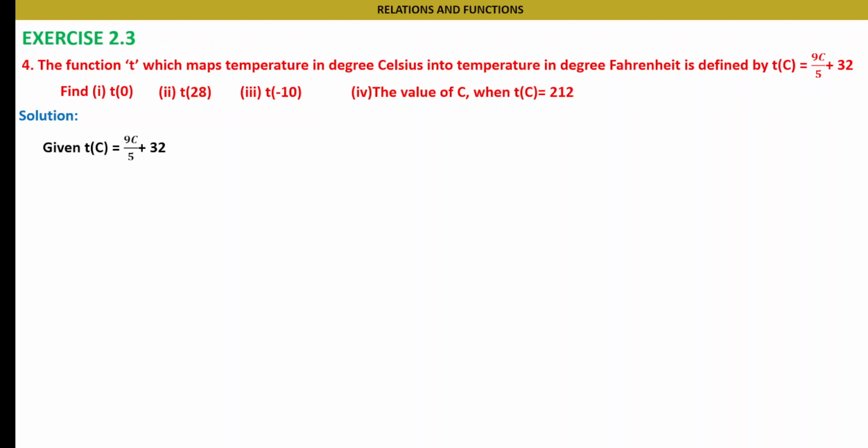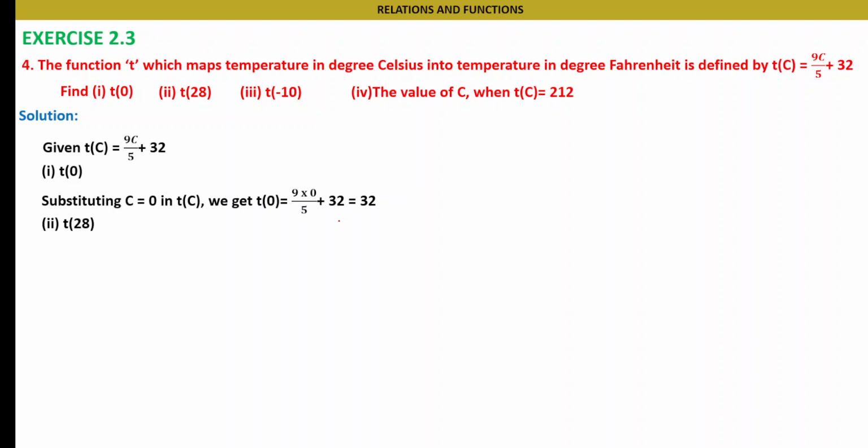Solution. Given T of c is equal to 9c divided by 5 plus 32. T of 0 means we substitute c as 0. Therefore, substituting c equal to 0 in T of c, we get T of 0 is equal to 9 into 0 divided by 5 plus 32. 0 divided by 5 is 0. So, 0 plus 32 is 32. Therefore, T of 0 is 32.